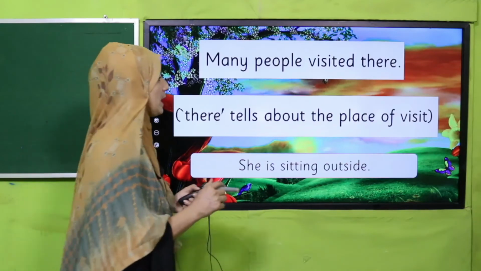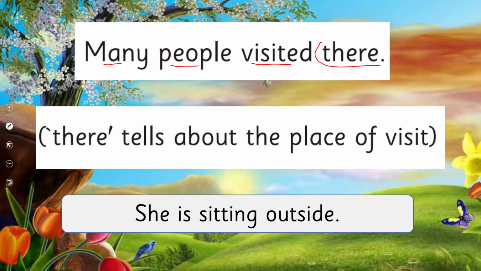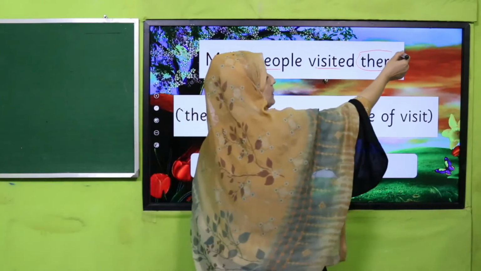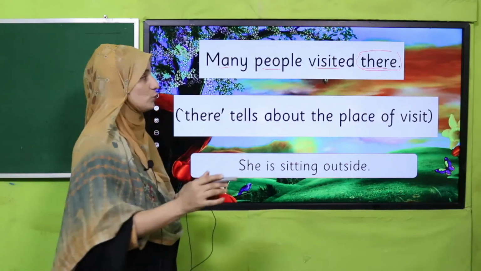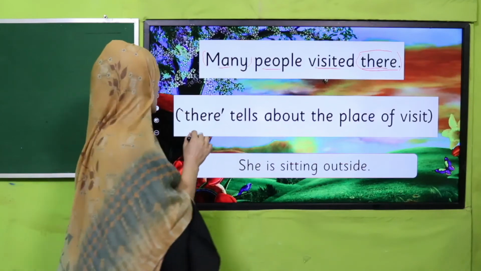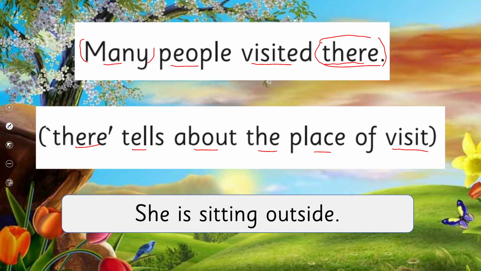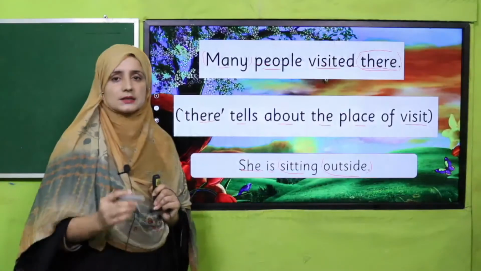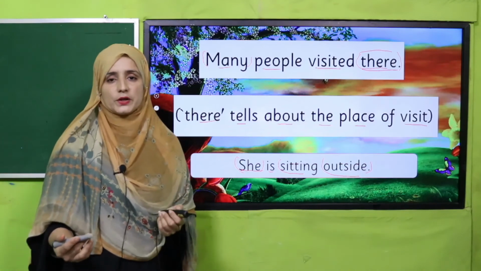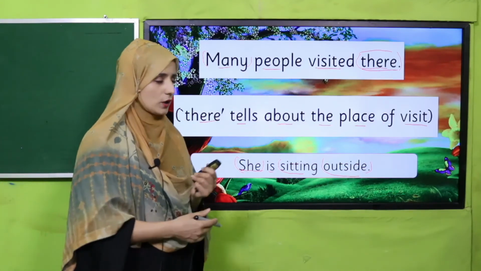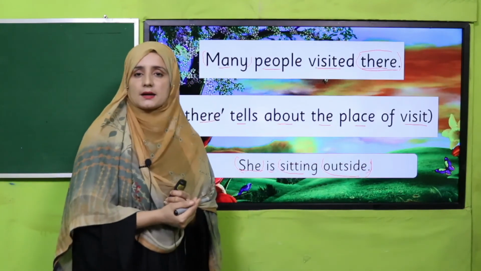So all these words will give a sense of adverb of place. And you can judge in these examples, my dear students, many people visited there. That there can be home, that there can be school, any place. They didn't mention which place, but there is mentioning that it was any place that many people visited. And there tells about the place of visit. Okay, my dear students, next example is there. She is sitting outside. Now, that outside is telling us clearly where she is sitting, she is sitting outside. And it can be outside of the room, outside of the corridor, in the yard. Okay, so such types of words are called adverbs.